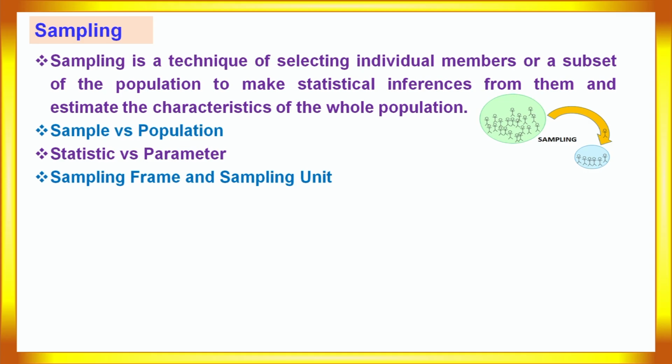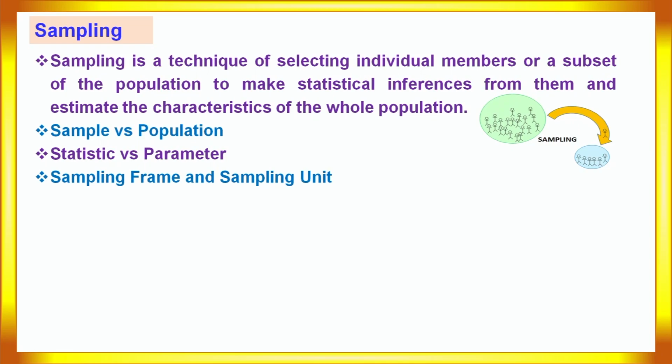In this relation, two other terms are there: statistic and parameter. What is a statistic? It is a characteristic of the sample, like in statistics x bar, the sample mean. That is a statistic. What is a parameter? Like you have heard the name mu, that is the population mean. That is a parameter. A statistic is a characteristic of the sample; a parameter is a characteristic of the population.